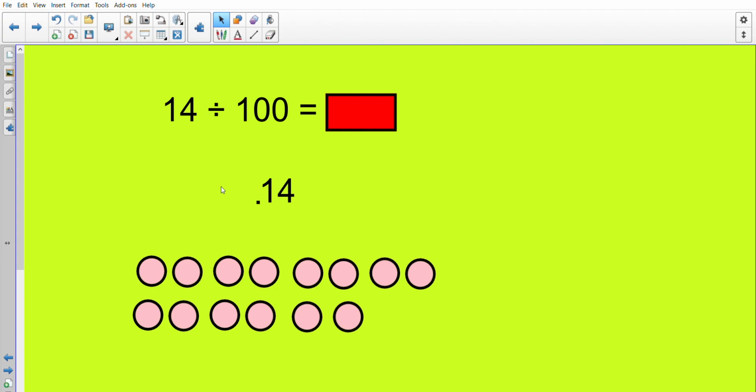And we get 0.14, which is really 0.14. And there is our answer. 14 divided by 100 equals 0.14.